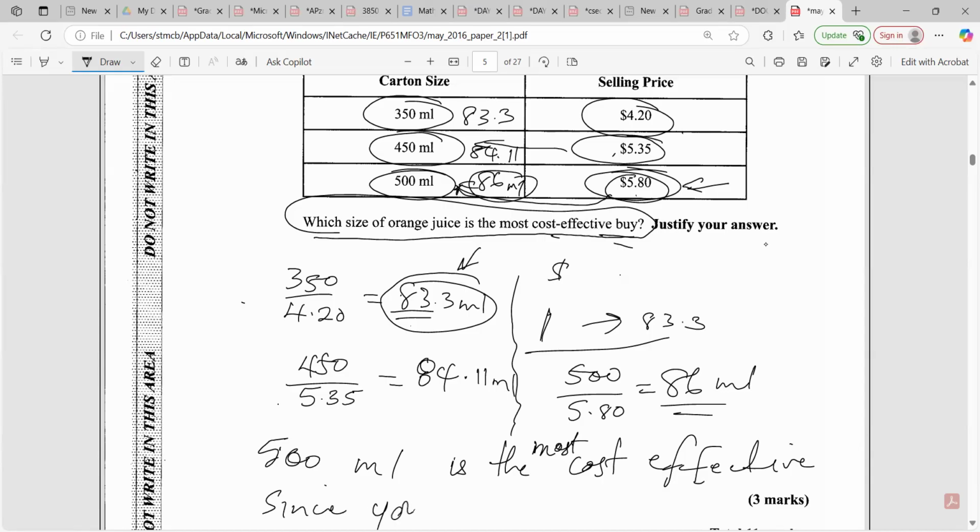Let me see. It's simple, guys. You spend $1 and you get more. That's more cost effective for you. I'm not going to put a different scenario. I get what you're saying now, sir.